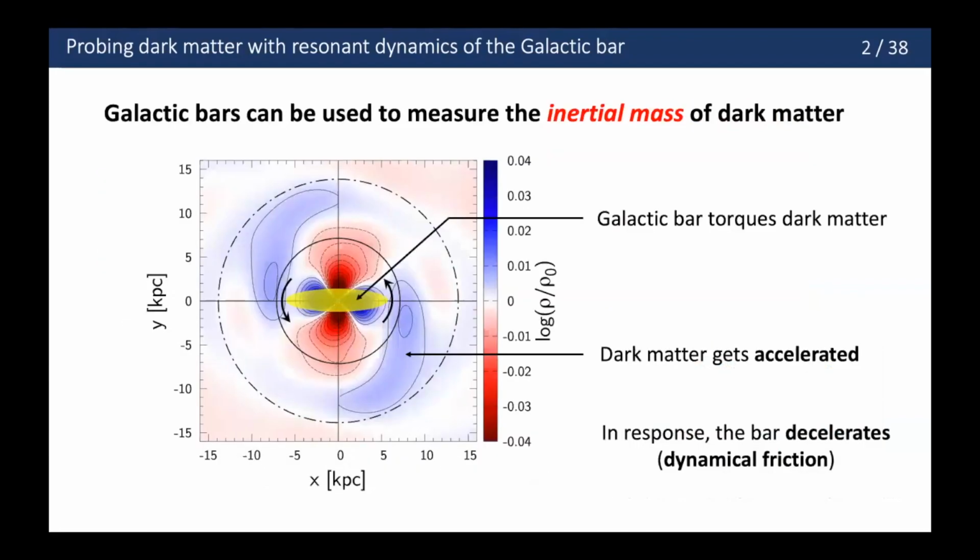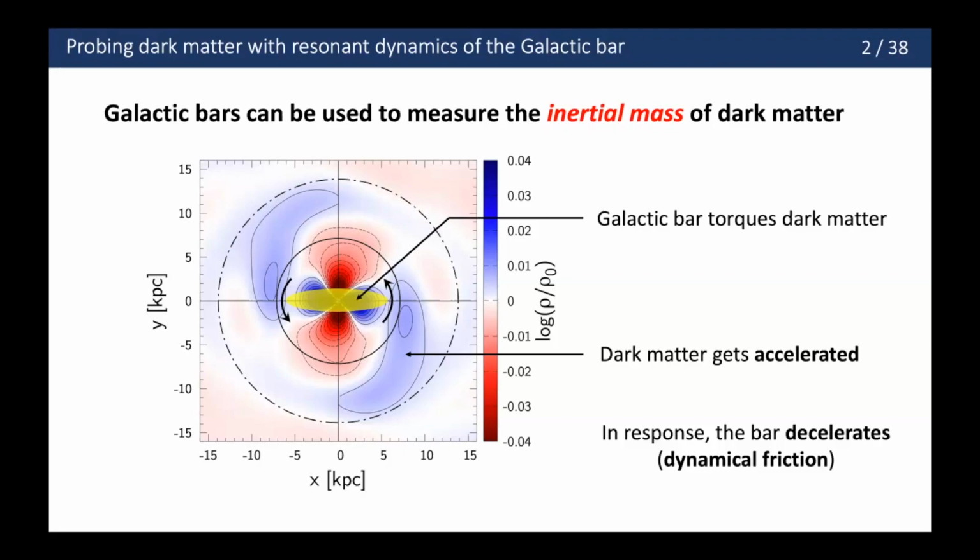Now, in contrast, galactic bars can be used to measure the inertial mass of dark matter. Now, of course, gravitational mass and inertial mass, they're the same thing. We know that they take the same value, but conceptually, they are two different things. Right? Gravitational mass basically quantifies the strength of gravity that the mass generates, whereas inertial mass quantifies how much matter gets accelerated when any kind of force is applied to it.